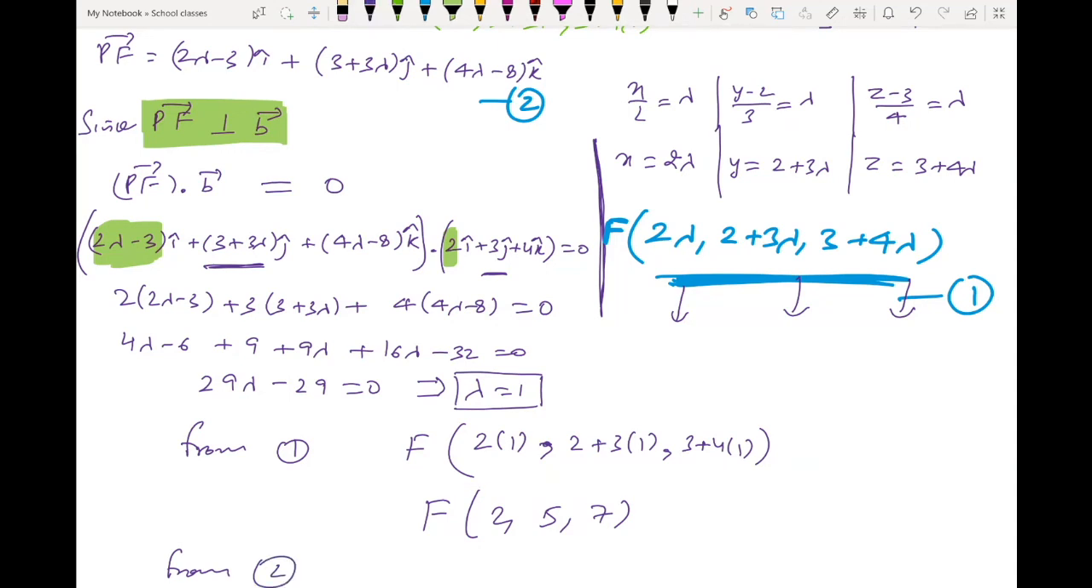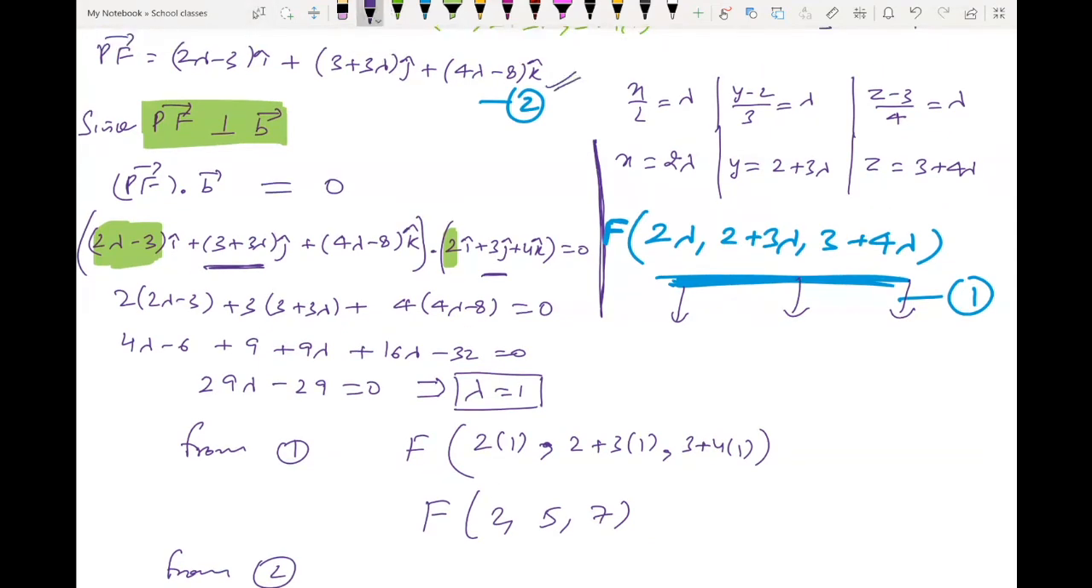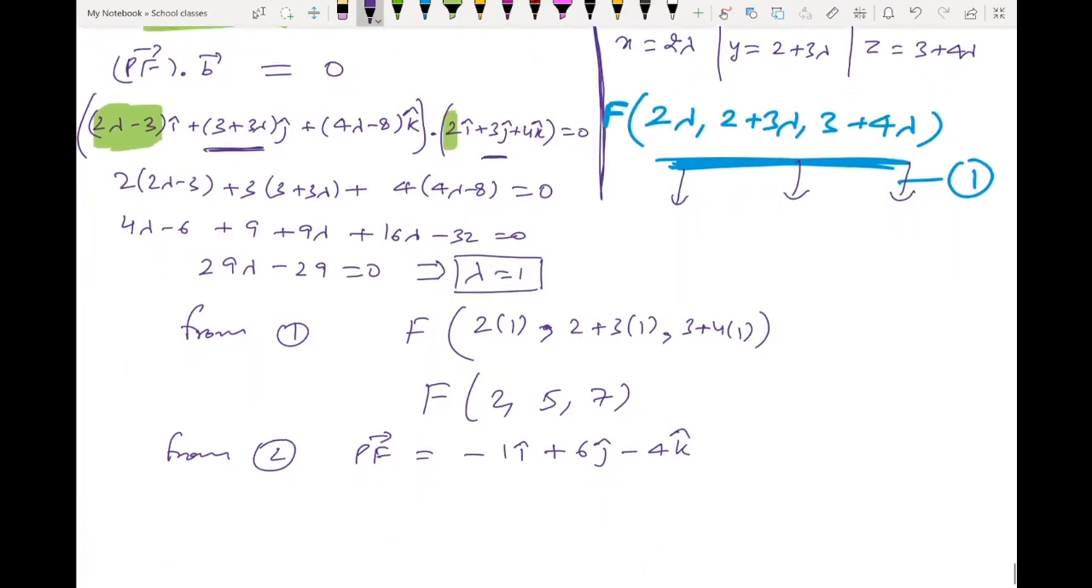we have to put this lambda in the PF vector. Okay, this is the PF vector. Just put it here. The PF vector will be nothing but minus 1 i cap plus 6 j cap plus, minus 4 k cap. So this is the PF vector.